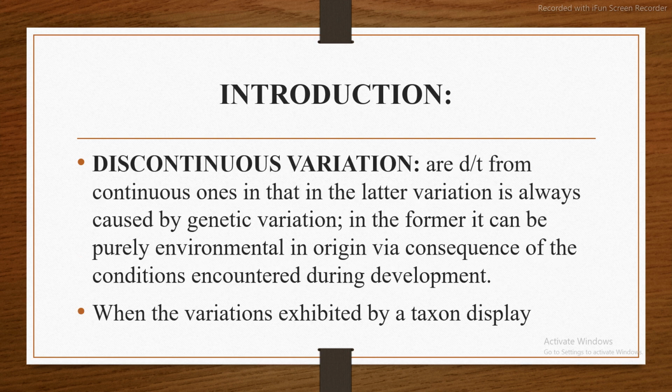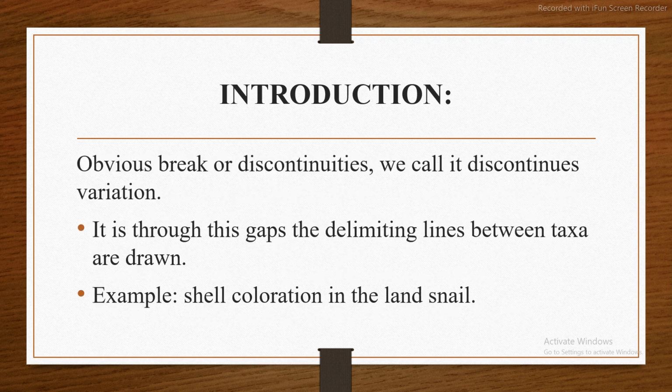Second is discontinuous variation. Discontinuous variations are different from continuous ones in that the latter is always caused by genetic variation. In the former, it can be purely environmental in origin, while the consequence of the conditions encountered during development. When the variations exhibited by a taxon display obvious breaks or discontinuities, we call it discontinuous variation. It is through these gaps that the delimiting lines between taxa are drawn. For example, shell coloration in the land snail.